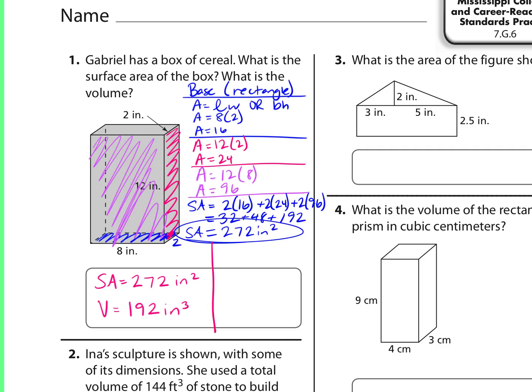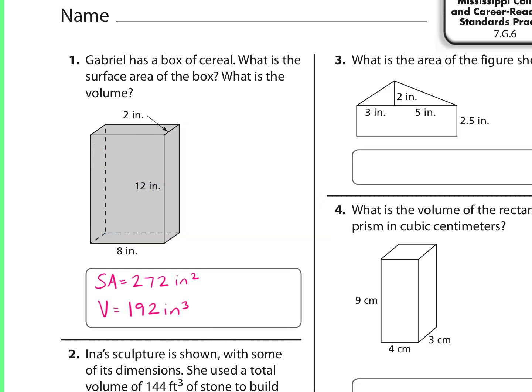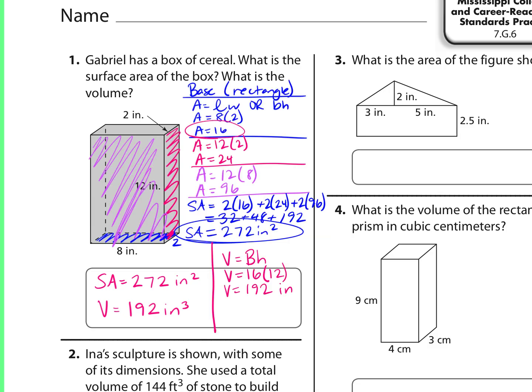And then to get the volume, we already have this base, and so we say the volume is the base area times the height. In this case, the base area was 16 and the height is 12, so we just multiply that and we get 192. And since volume is a three-dimensional value, it's cubed. It's length times width times height, so it's in inches cubed.